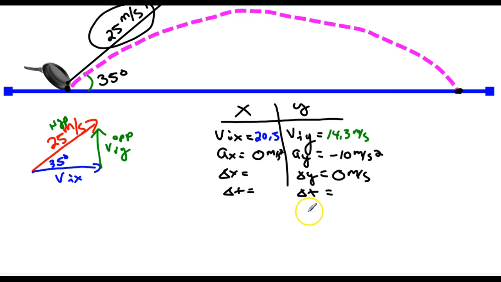We know that the final y velocity, well, if you start off with an initial velocity of 14.3, that's going upward. When you're going downward at the same level, you're going to have the same magnitude of velocity, but it's going to be in the opposite direction. So you're going to have negative 14.3 meters per second there.